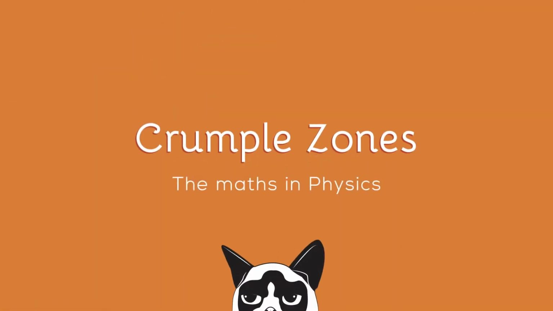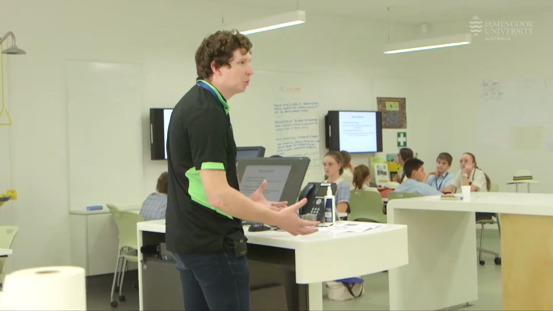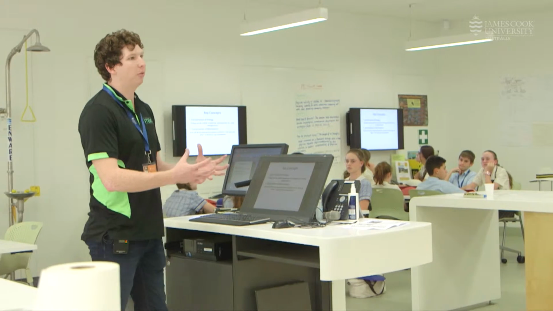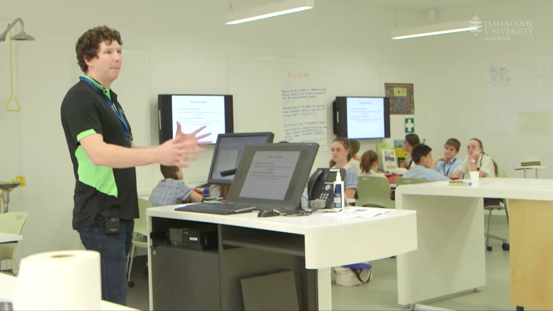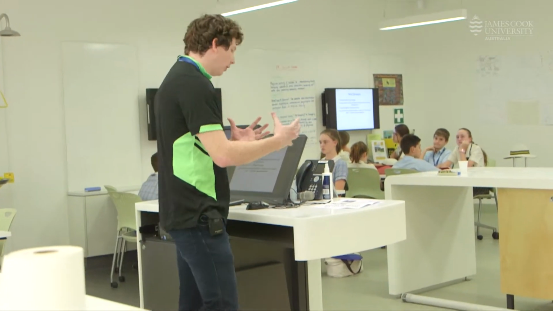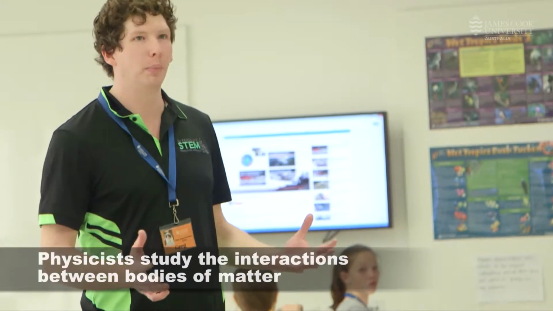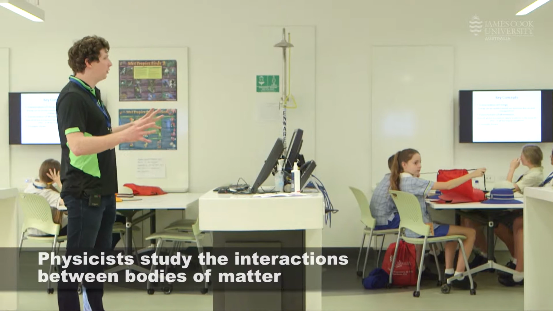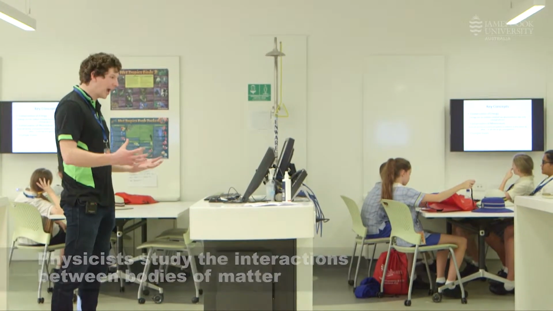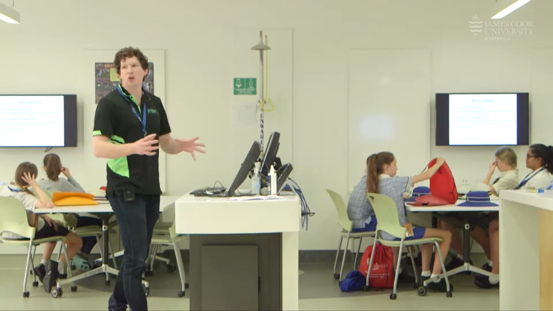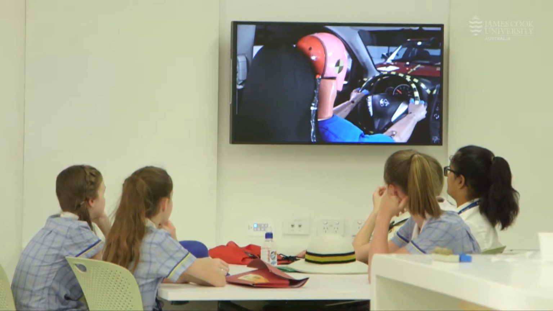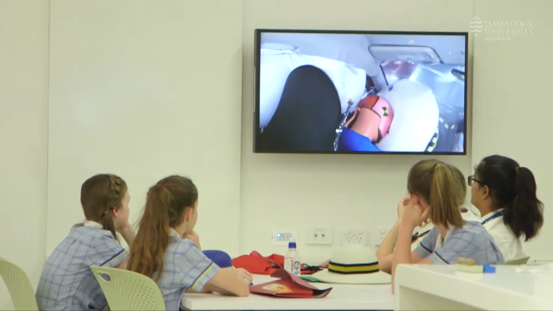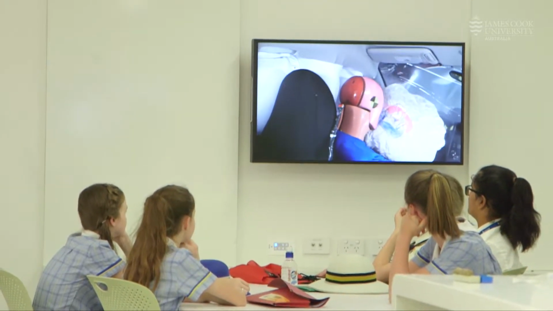Crumple zones. Physics is the study of interactions between bodies of matter. A physicist explains how collisions result in the release of large amounts of energy. They explain that the theory behind crumple zones is supported by mathematical relationships. Consequently, a strong mathematical background is required to complete the calculations for analysing the energy dissipation.